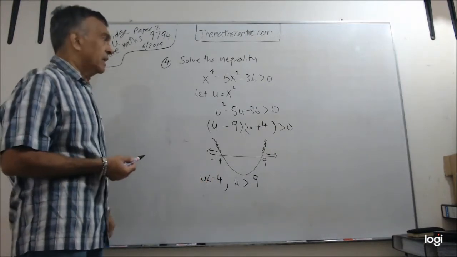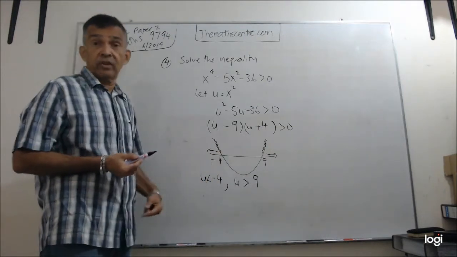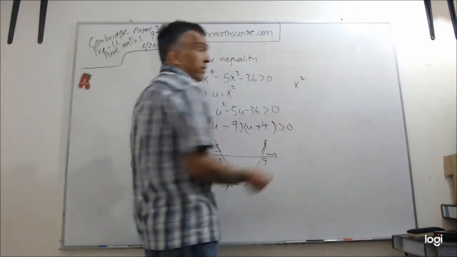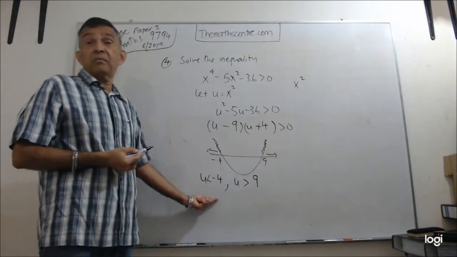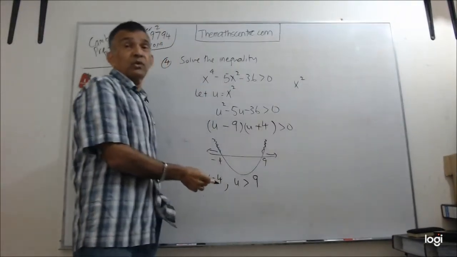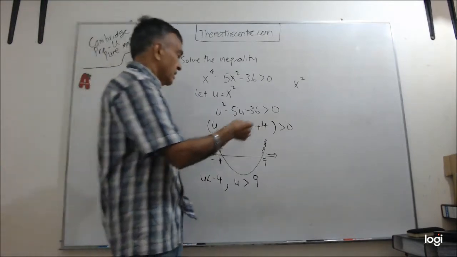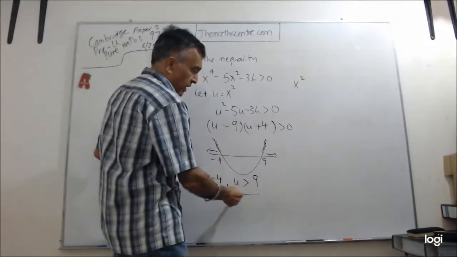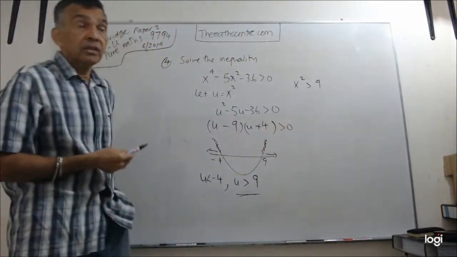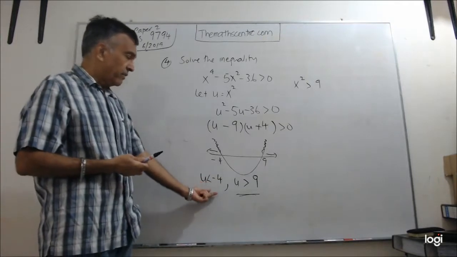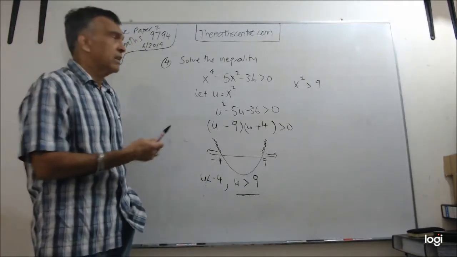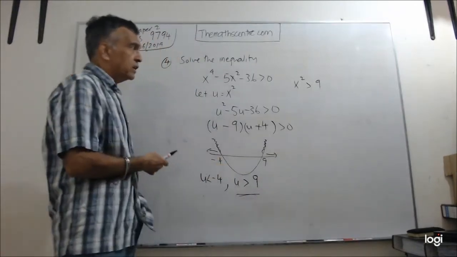Now you realize that u is actually x squared. So x squared can't be less than minus 4, so you forget about it. We just worry about this one here: x squared is bigger than 9. I have ignored the other part because x squared cannot be less than minus 4. It's a positive number, right? So we just take this part, x squared is bigger than 9.